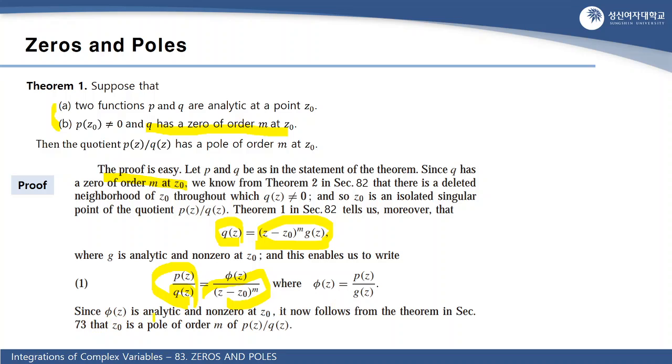Since pi of z is analytic and non-zero at z naught, by assumption P and Q are analytic at the point z naught, it now follows from the theorem in section 80, maybe, this typo, that z naught is the pole of order m of the function P of z divided by Q of z.